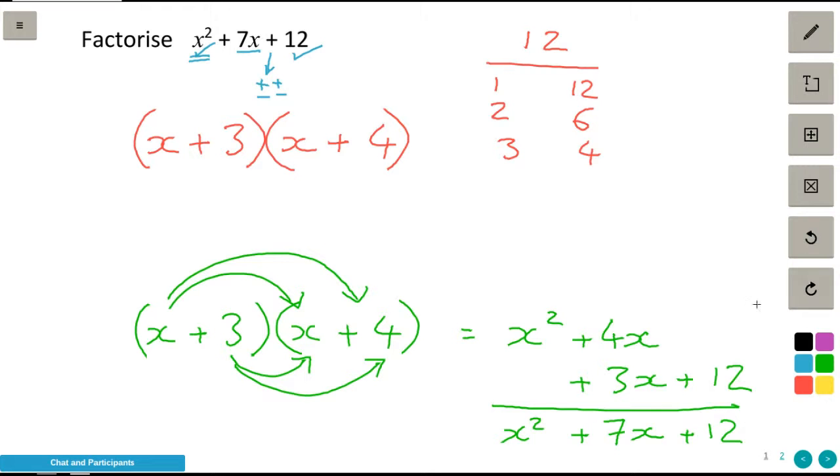So that's factorising a quadratic. And the whole idea is just think, well, if I had that pair of brackets and I multiplied them out, would it get me back to, or how would it get me back to that original expression that I had?